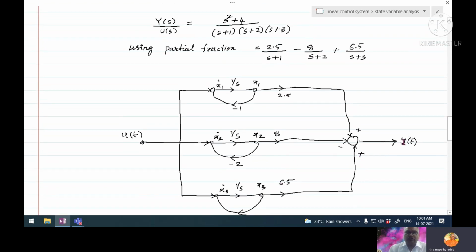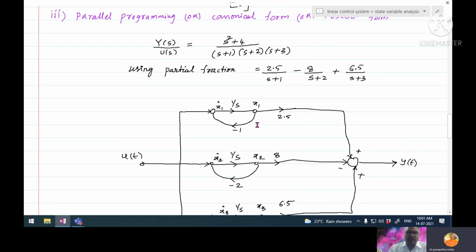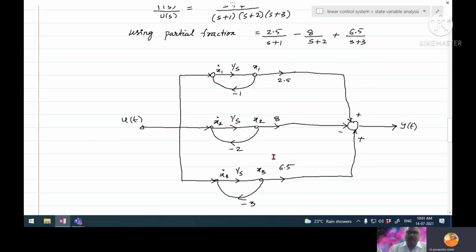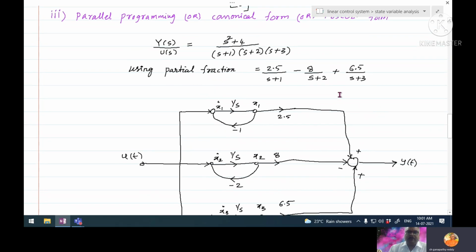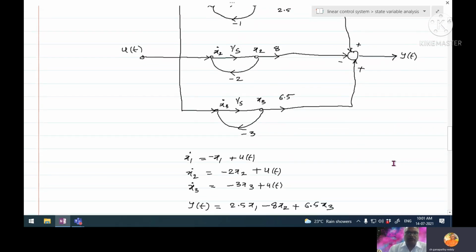But this output should contain 2.5 into this minus. Here you put a negative sign, or plus, here you write minus 8. All right. Then when all are added, this plus this will come as the output.